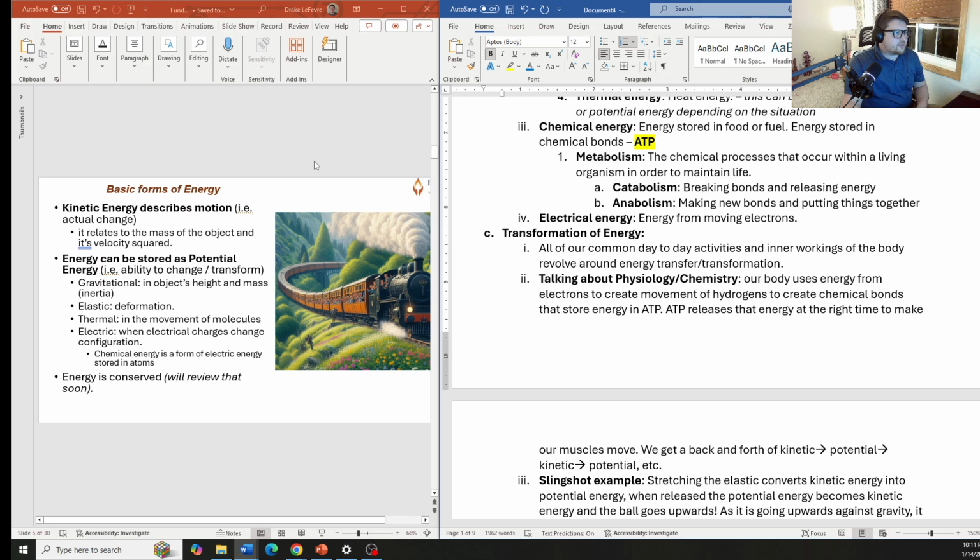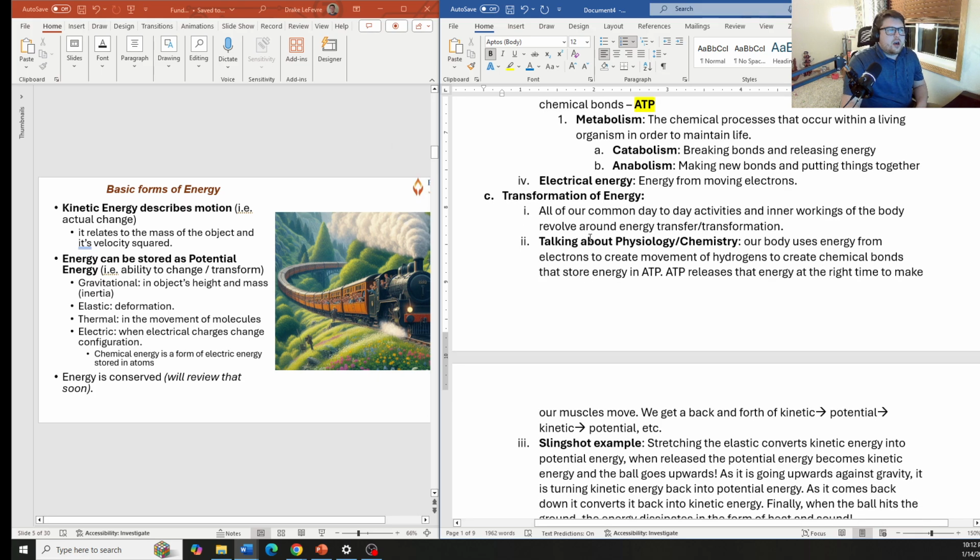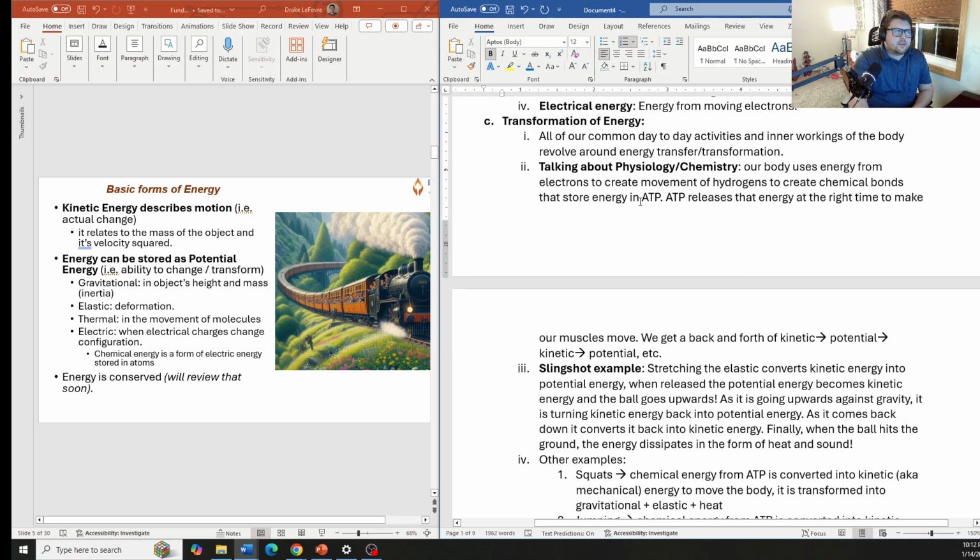Again, talking about the transformation of energy. All of our day-to-day activities, everything revolves around transferring or transforming energy. For example, in our body, we use energy from electrons to create movement, so kinetic energy in hydrogen molecules, which then we use that kinetic energy to create chemical bonds in ATP. Then ATP is going to release that energy by breaking those bonds. So we're constantly in this back and forth between kinetic and potential energy.